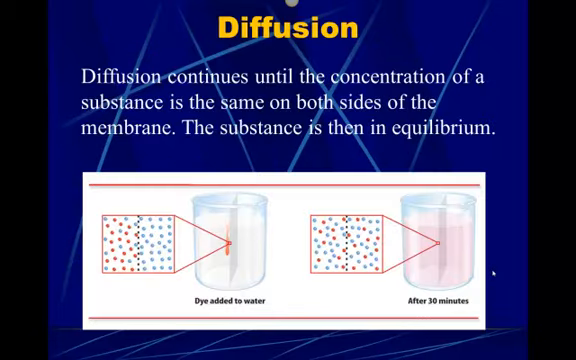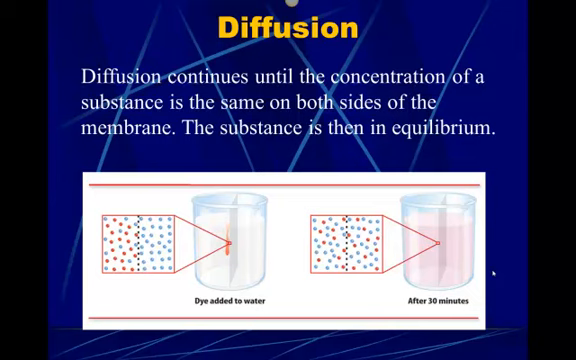Now diffusion, I said, it's eventually going to come to an end. It can't keep going on forever because you're going to run out of molecules. When does it stop? When there's an equal number of molecules on either side of the membrane. Now that doesn't mean an equal ratio, like of water to dye. It means of dye to dye.